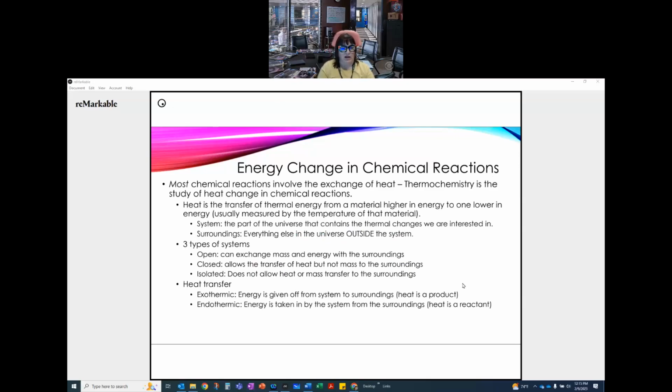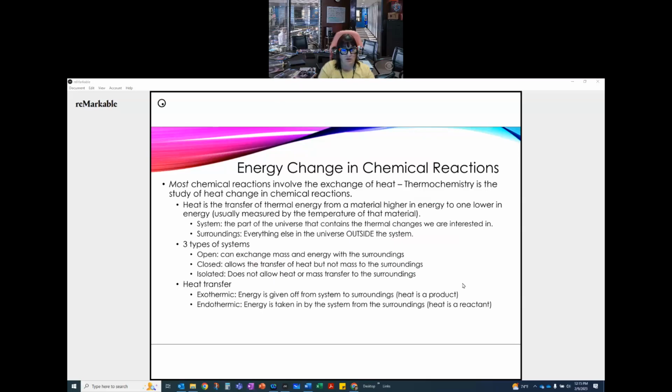Energy changes in chemical reactions. Most chemical reactions involve the exchange of heat. So thermochemistry is the study of heat change in chemical reactions. That's what we're going to be talking about. It is the transfer of thermal energy from a material higher in energy to one lower in energy, usually measured by the temperature of that material.